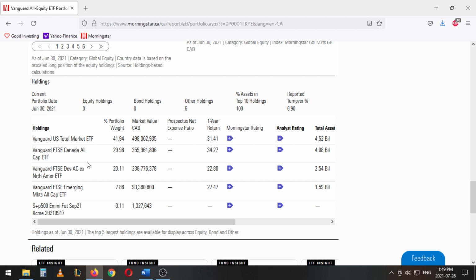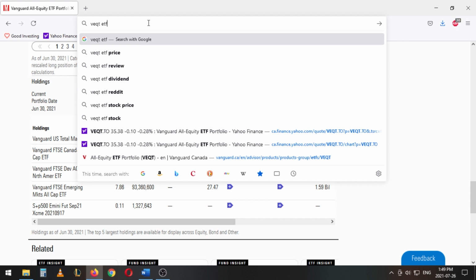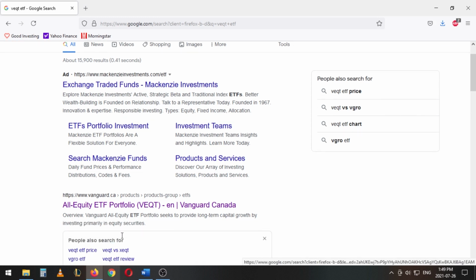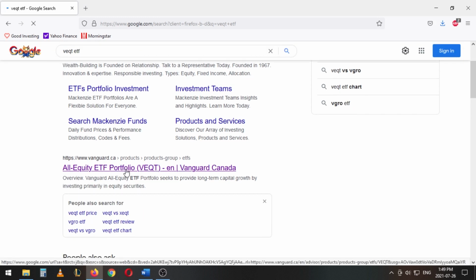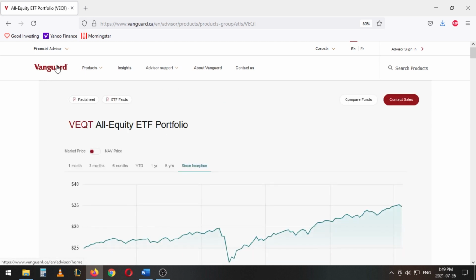Now, the only thing here is that, unfortunately, we'll only ever get the top 10 holdings. If you do want the full list of holdings inside an ETF, we can't really get that from Yahoo Finance or Morningstar. That's something we're going to have to look to the ETF itself for. So in this case for VEQT, I'm just going to Google VEQT ETF. It's going to be vanguard.ca. I do want the ETF provider website. I don't want any of the research companies. This is a Vanguard ETF, so I want to go to vanguard.ca.